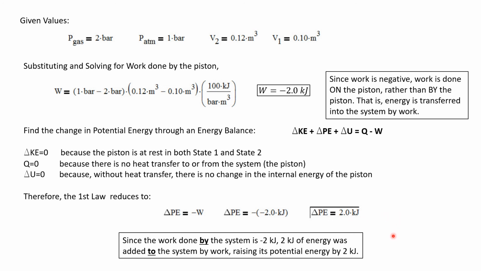Now, if you think about it, this makes sense. Since the work done by the system is minus 2 kilojoules, that means that 2 kilojoules of energy was added to the system by work, which raised its potential energy by 2 kilojoules. Hope that makes sense to you.